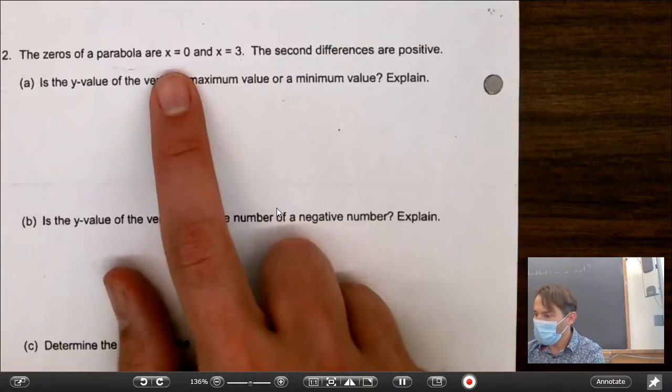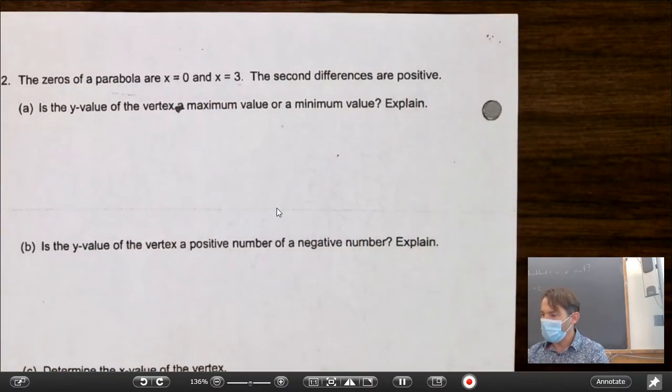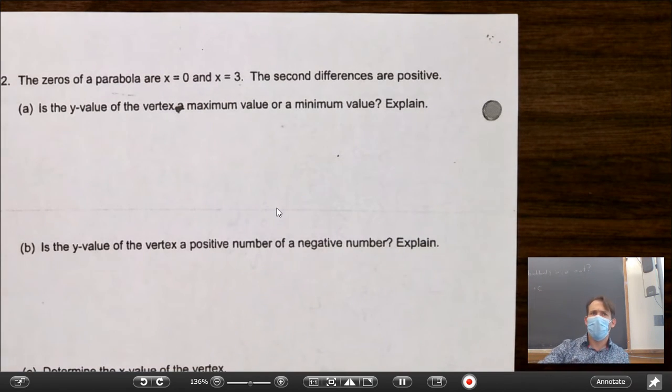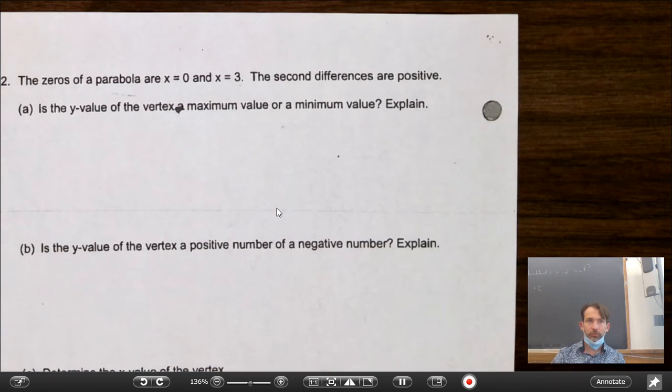The zeros of a parabola are x equals 0 and x equals 3. The second differences are positive. If I give you information like that, would a sketch help you understand that information? How would you draw a sketch with that information? The zeros of a parabola are x is 0 and x is 3. How would you start your sketch?